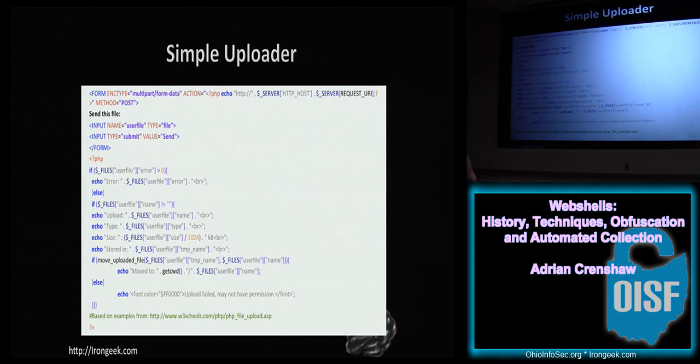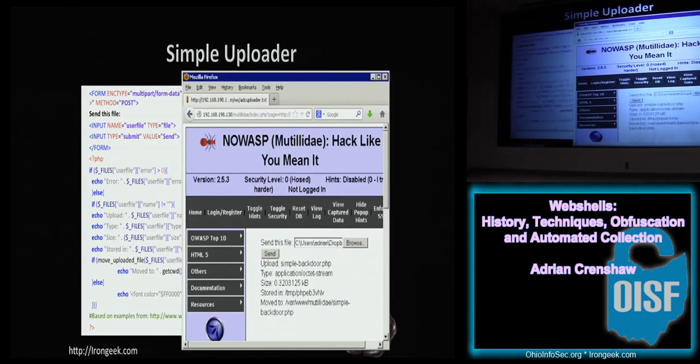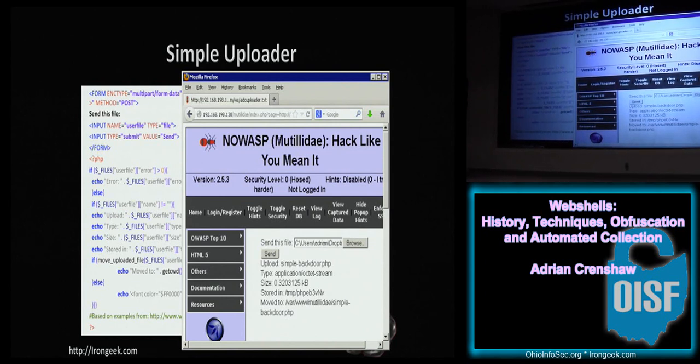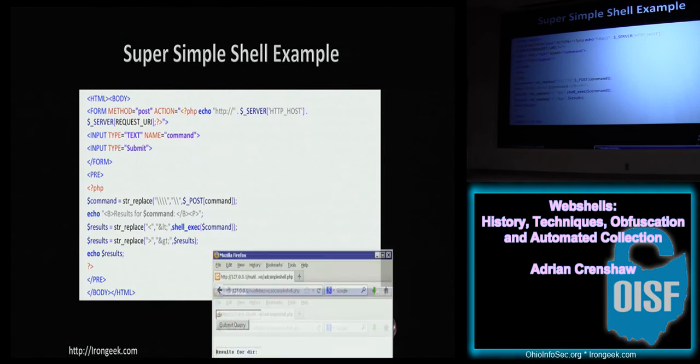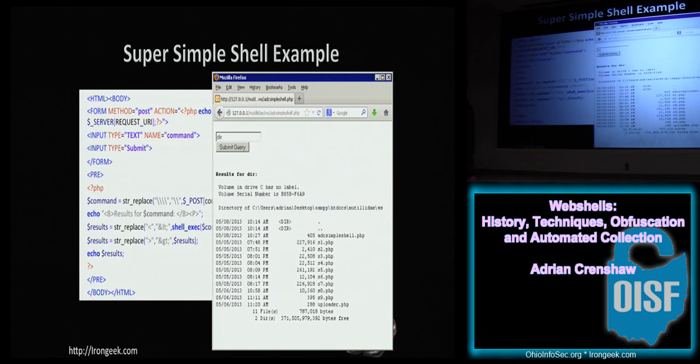Okay, that was the simple uploader. Basically I can use it, remote file include it, and then upload something better for later use. And here's that super simple shell example, where all I'm doing is saying, wherever the shell is, I want to send commands to it whenever I do a post, and whatever command I send, it executes using shell execute on the remote box. So web shells don't have to be complex. I can show you some much more complex ones shortly. But here's me just doing a quick directory command using a web shell.